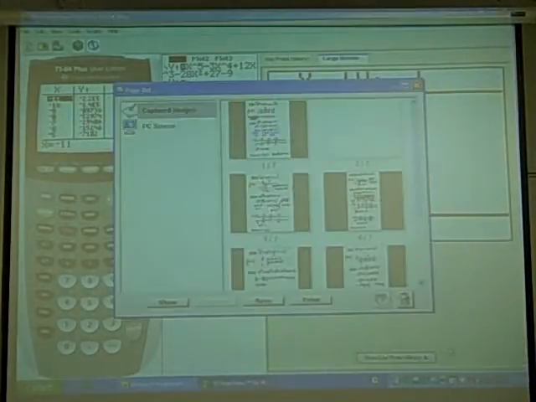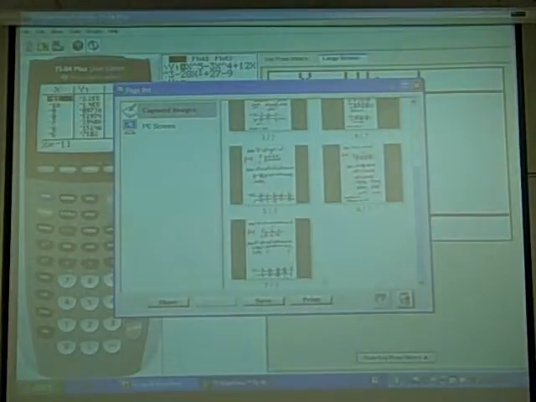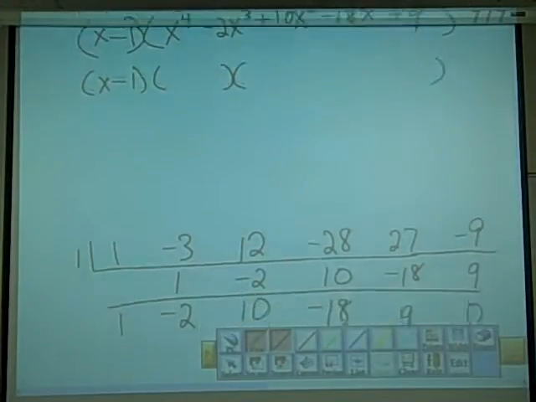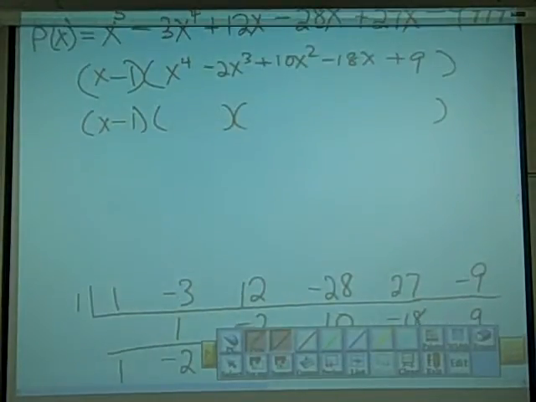So, let's see. Let's go back to our problem again. And what else can we do here? Well, we know 1 worked. Maybe 1 can work again. Maybe we got another x minus 1. So let's try that again.